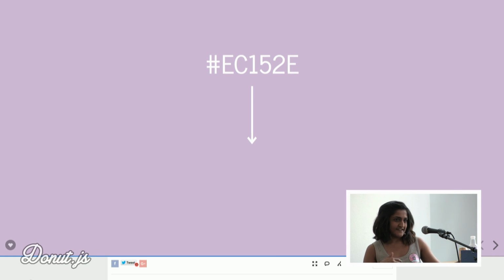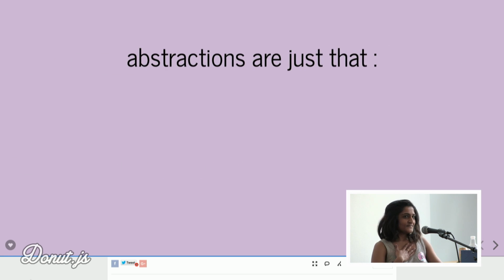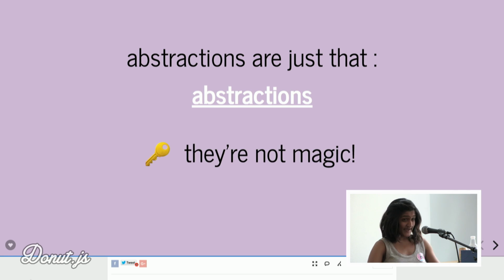What's really interesting, I think, about learning about all of these abstractions is that none of us type binary into our computers. At the end of the day, that's what it all gets compiled down into, but we're not typing this. But we use this abstraction. And I think abstractions can be super intimidating. They were for me to learn, until you realize that abstractions are just that. They're abstractions, they are not magic.